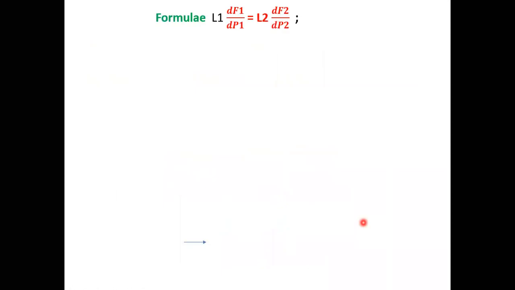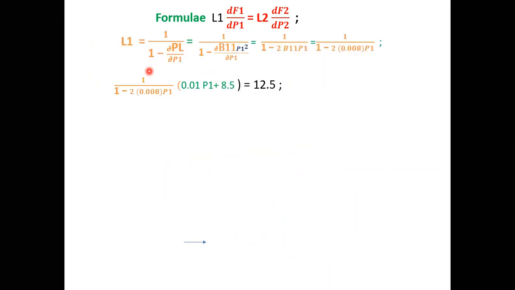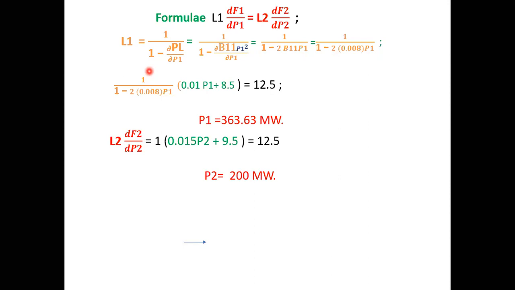So in order to find out P1 and P2, similarly L1 and L2, we need to consider the basic condition, that is L1 into dF1 by dP1 should be equal to L2 into dF2 by dP2. We know how to represent the L1 value, and we know the L2 value is nothing but 1. And we know the incremental fuel cost for power plant 1 and power plant 2 also. So equate these two, you will get the P1 value. Once you know the P1 value, you will get the P2 value.